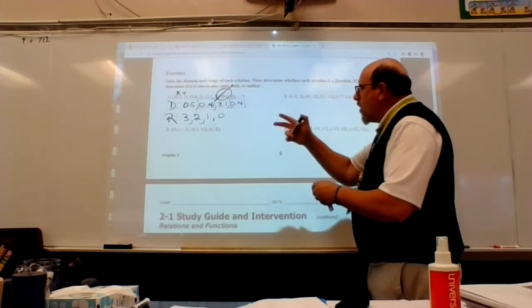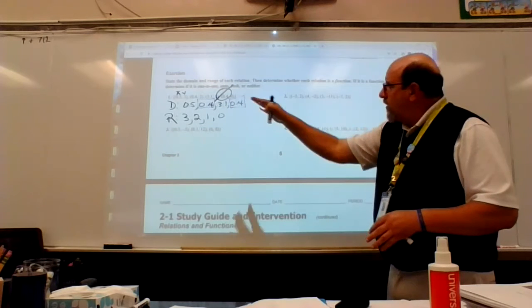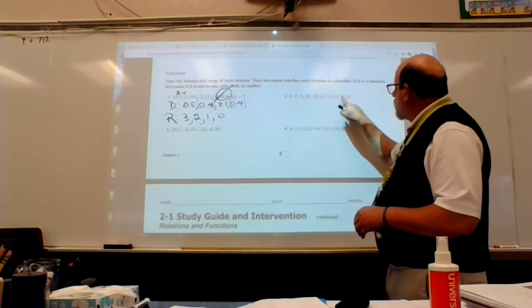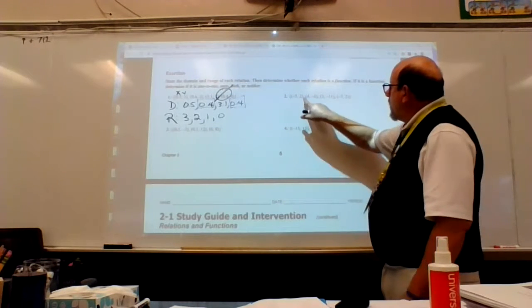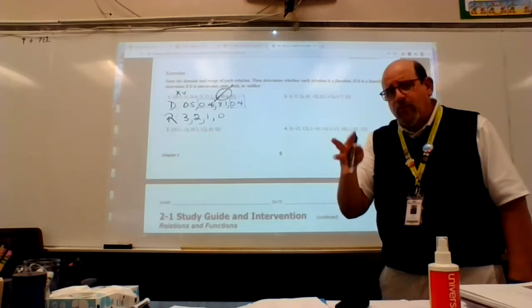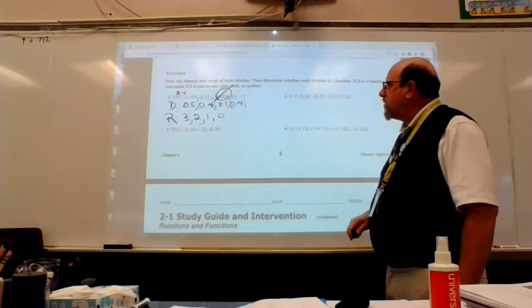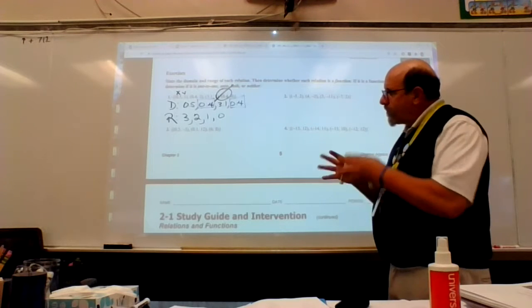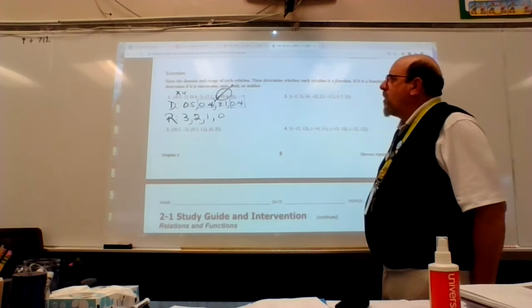And so you can go through the rest of these, listing your x's as your domain and your y's as your range. And we don't really bother with range when we're talking about functions. We really just need to know about the domain.